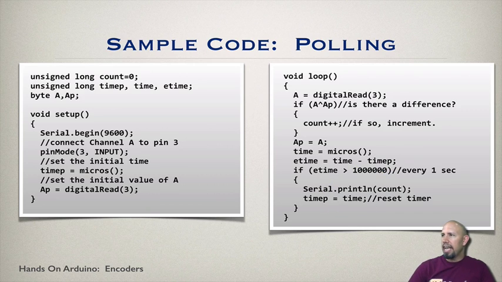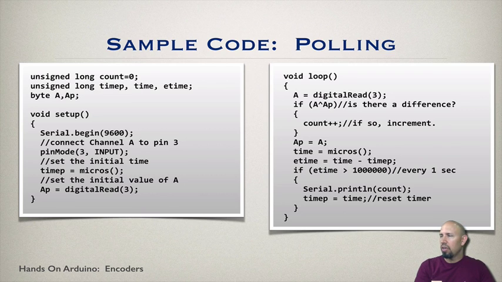So this is a polling routine. In my loop, I'm always going to be checking to see if there's a difference between A and the past value of A. This is one way we can do the 2x decoding using polling. Now polling has its definite limitations. It really depends on this loop being very fast. If it's not fast, it's possible that A could change twice and you wouldn't know it. In other words, you've skipped some counts, and that's not a good plan.